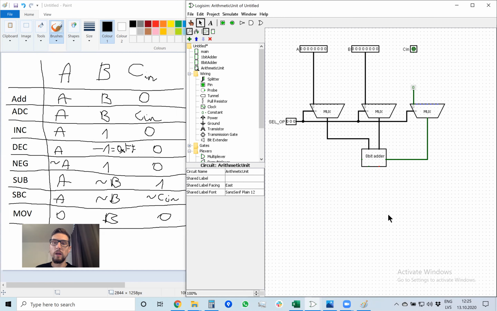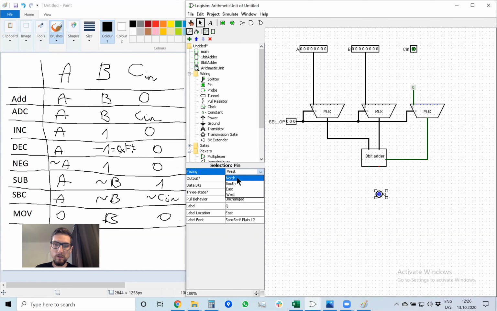Okay, so to perform the next operation, addition with carry, the first input is again A. For the second option, maybe we can actually just test online the result. So I put also an output, which is Q. It's facing north, and its size is 8 bits. And it's connected to this output.